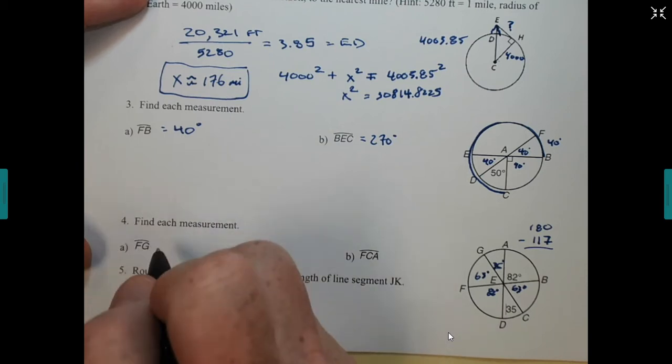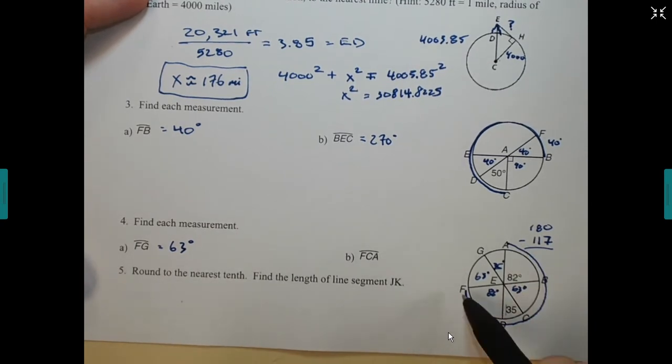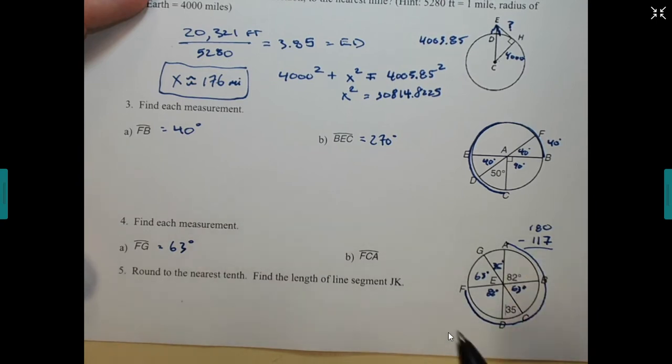So arc FG, 63 degrees. FCA would be 180 plus 82.